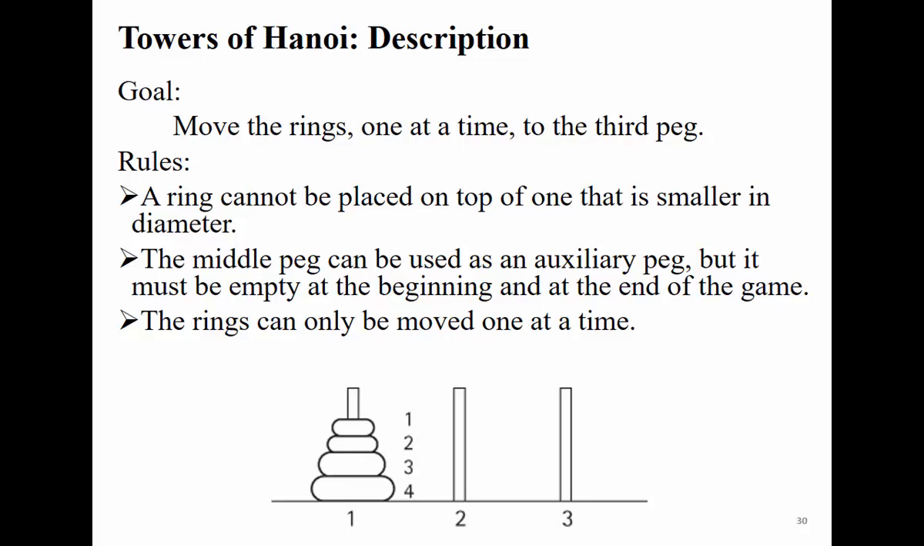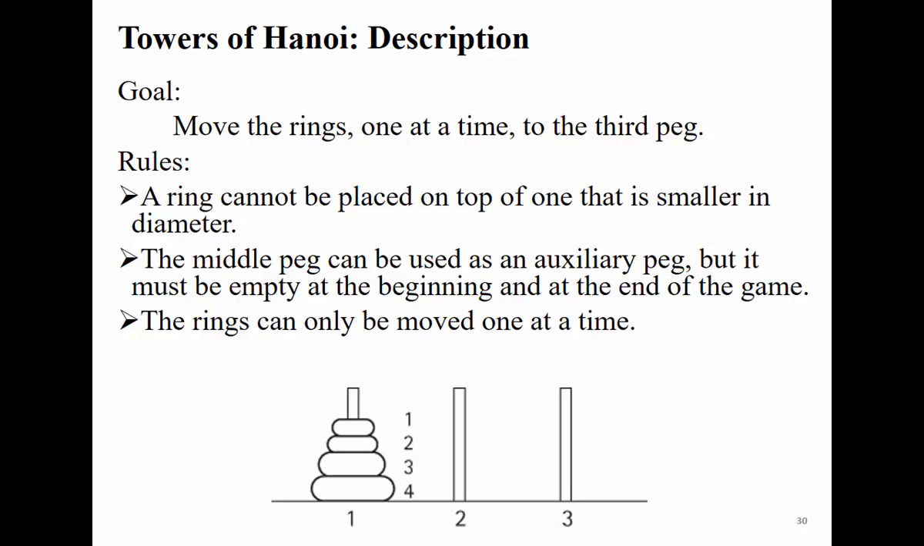And you have N rings. In this figure on this slide, you have 4 rings. And these rings differ in diameter. The one on the top is the smallest diameter, and the one on the bottom, which is number 4, is the largest in diameter. You cannot put a ring with a larger diameter on top of a smaller one. You have to put them in order, from the smallest diameter to the largest diameter.